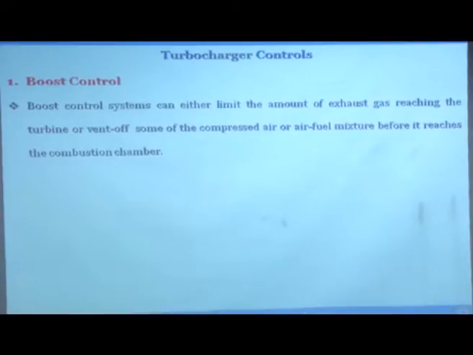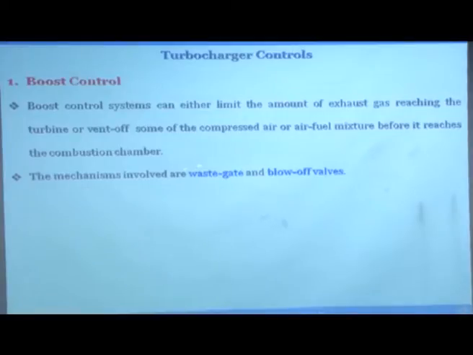Now you see, if you want to control the boost, there is a turbine and there is a compressor. Two things you can do: either you limit the amount of exhaust gas that is passing through the turbine, and if you reduce it, obviously the speed of the compressor will also reduce and boost will reduce, or you allow all the exhaust to pass through the turbine and vent off some of the compressed air, and then the boosting will be controlled. Are you following me or not?